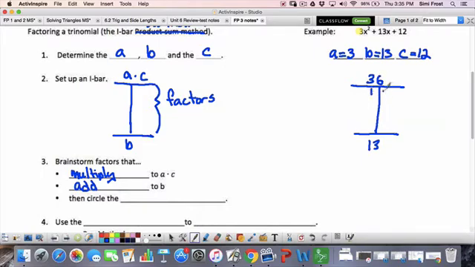So I need to come up with some factors here. 1 and 36 are factors of 36. They definitely multiply to 36. They do not add to 13, however. So let's come up with something else. How about 2 and 18? Once again, they do multiply to 36, but they would not add to 13, so that's not going to work for us. 3 and 12 multiply to 36, but 3 plus 12 is 15, so that's not going to work. 4 and 9. So 4 and 9 multiply to 36, and as it turns out, they do add. 4 plus 9 is 13. So once you've found the magic numbers, we're going to circle the magic numbers.